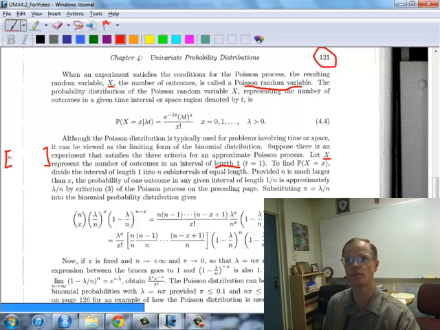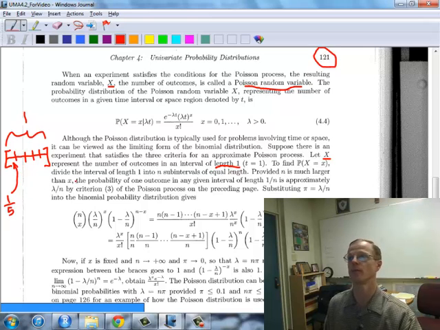So of this interval here, we're just going to go ahead and cut. Cut, cut, cut, cut. This would be a case of n equals 5. So instead of being length 1 here, now we would have 1/5. Provided n is much larger than x, the probability of one outcome in any given interval is 1 over n. We said that.